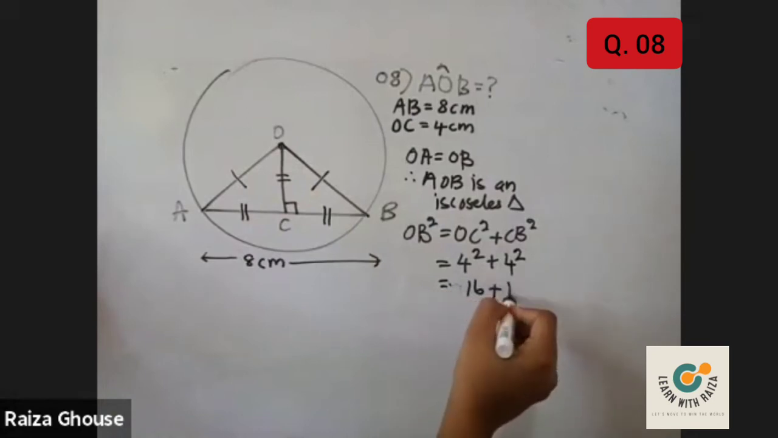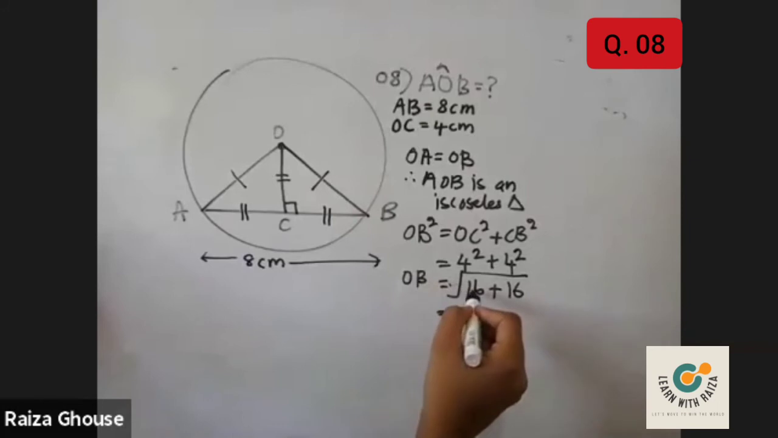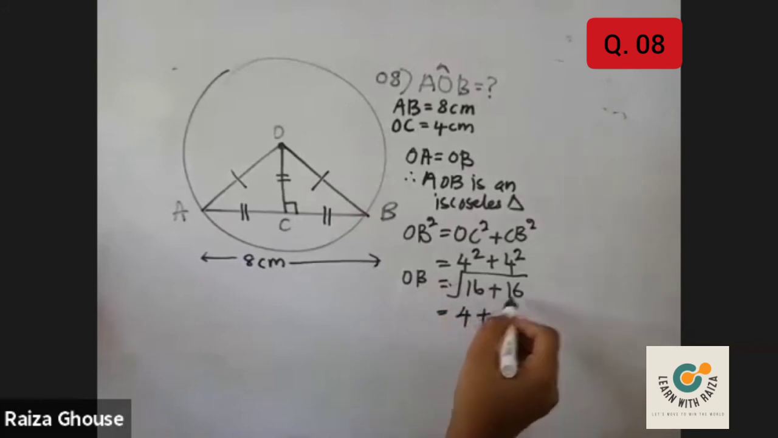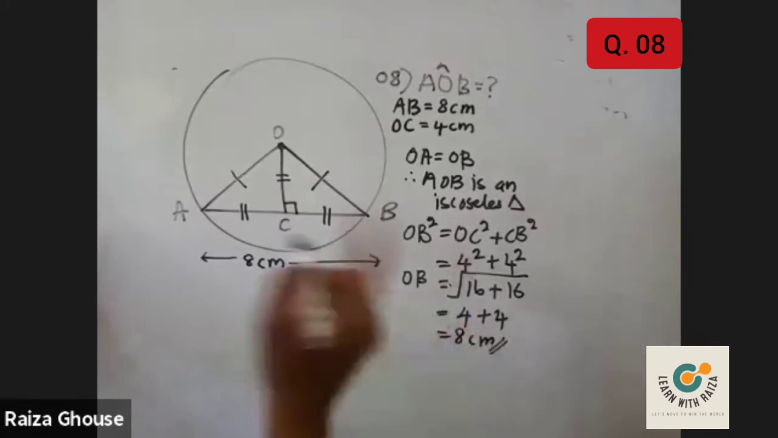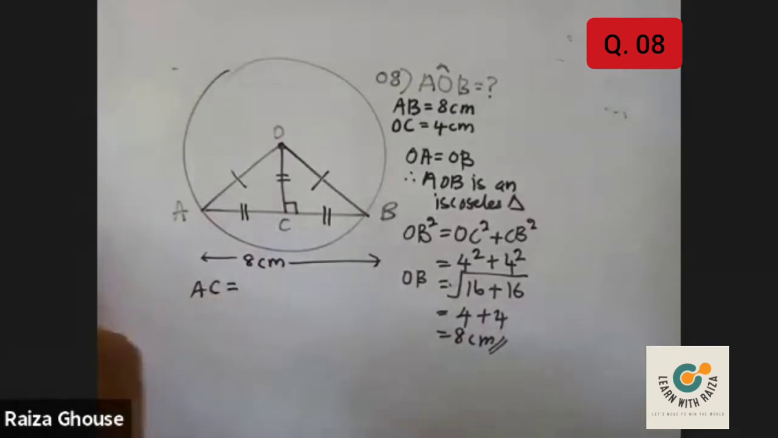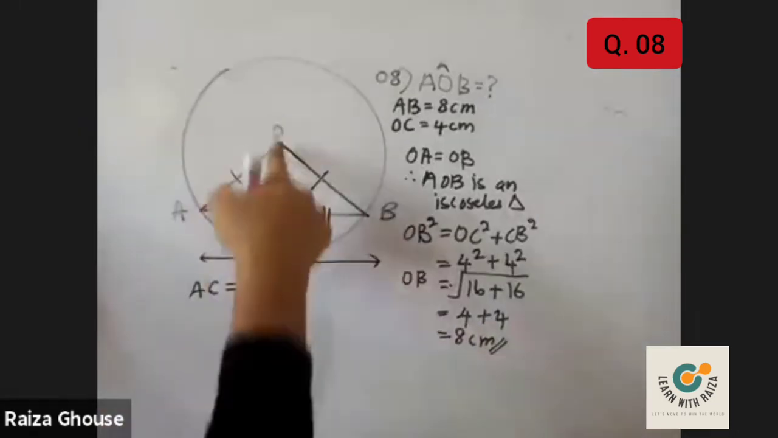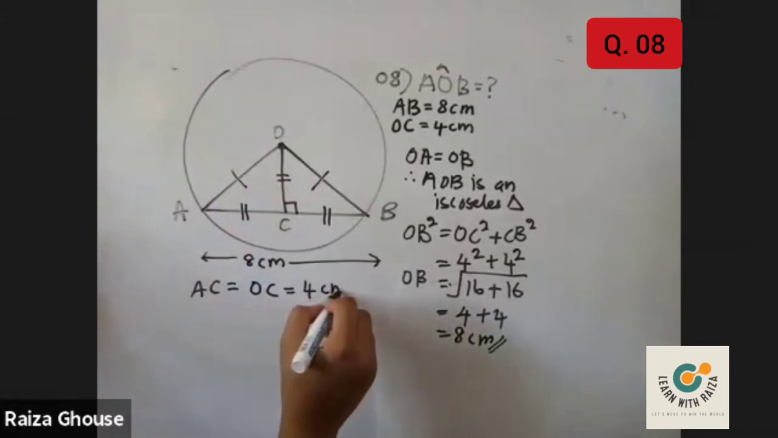We can write down like this way. If you need OB only, you have to get the root. So the root of 16 is 4. 4 plus 4 is 8 centimeter. Now, AC is equal to OC. And you see, AC is equal to OC, that is 4 centimeters.